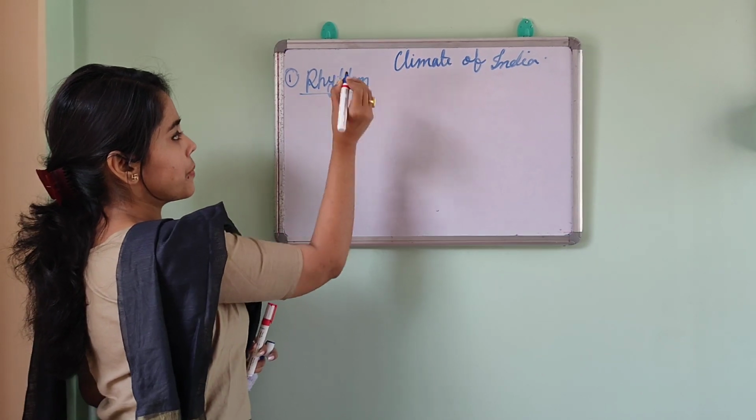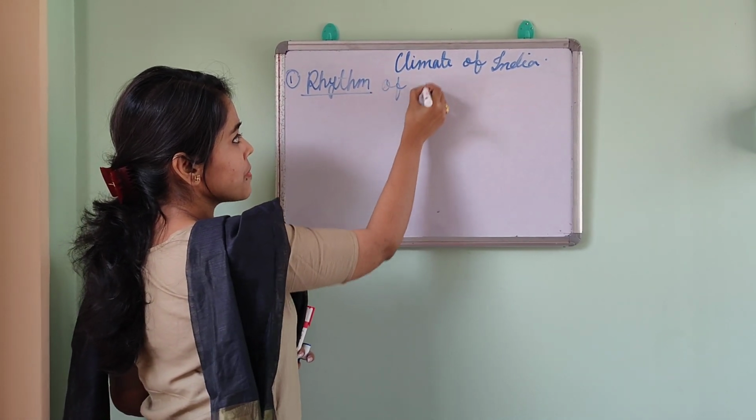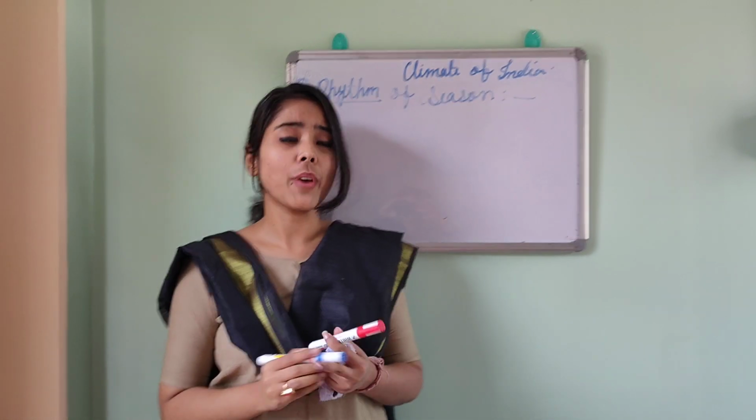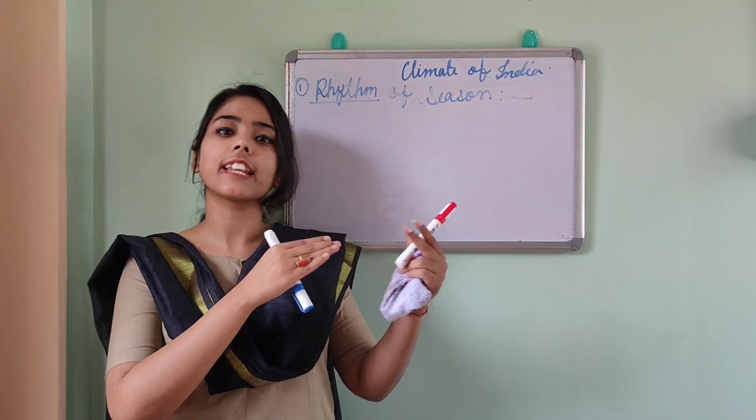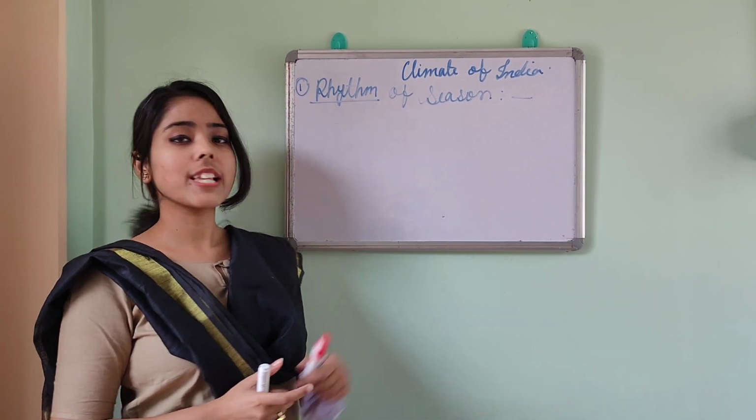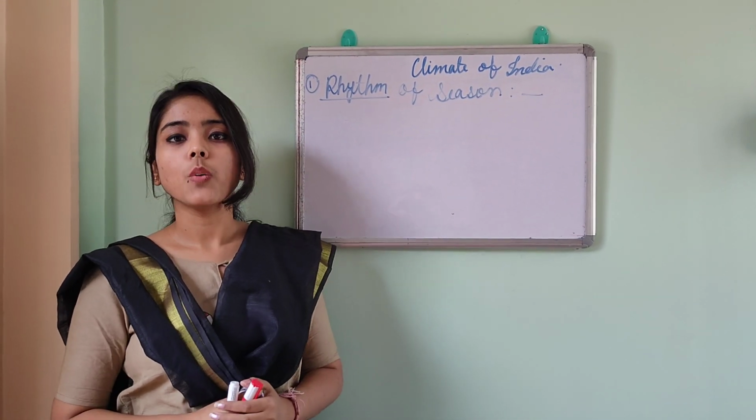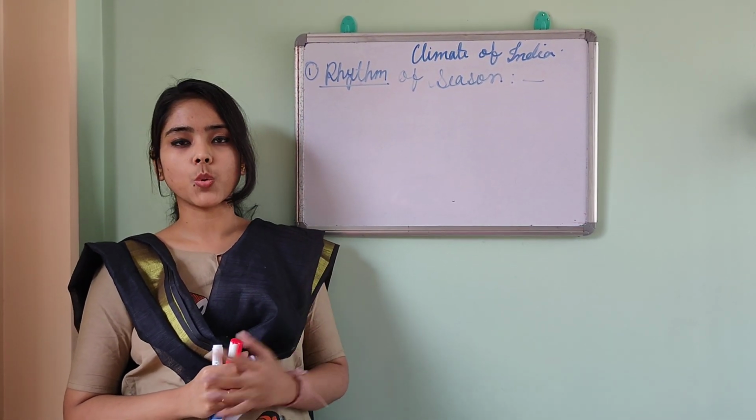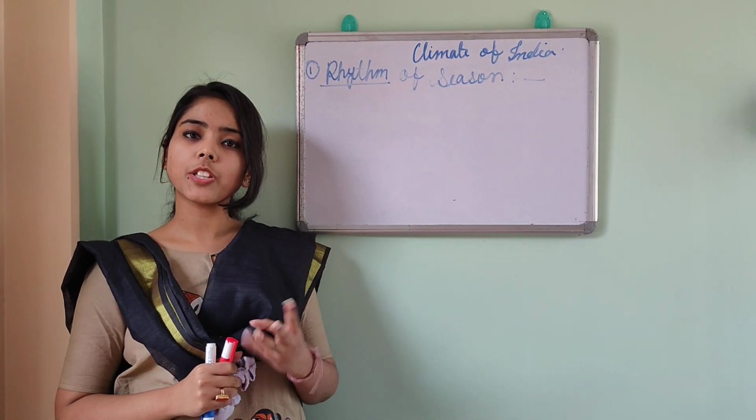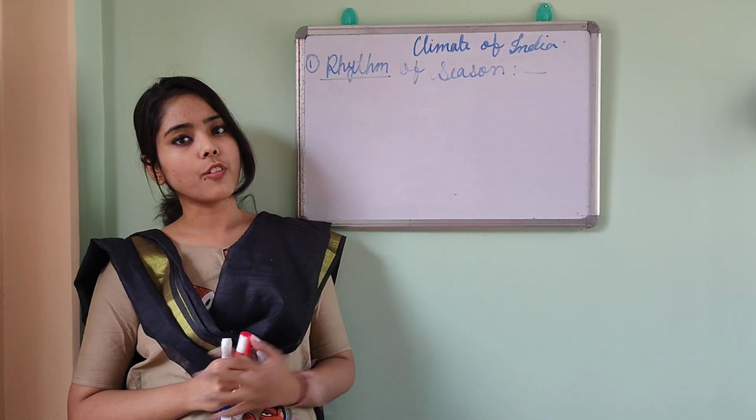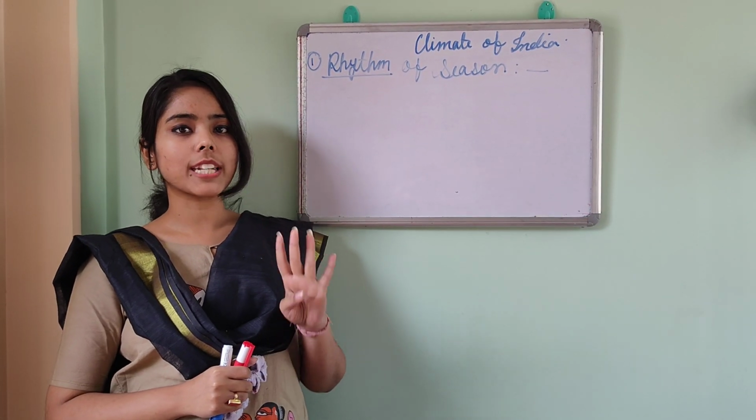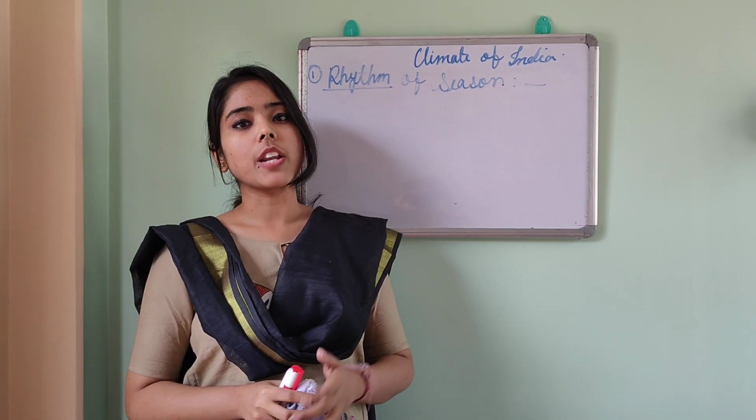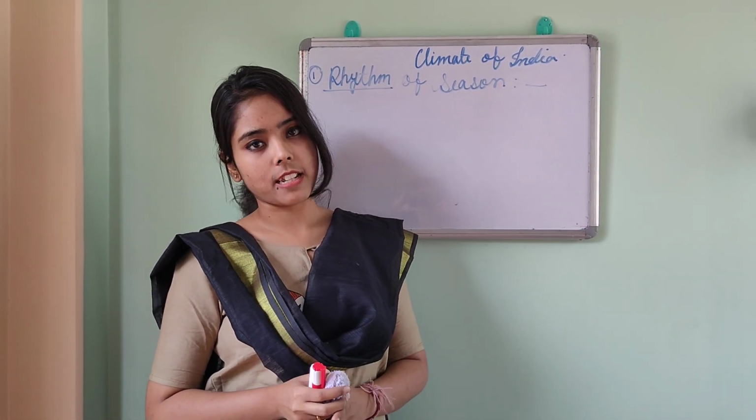Now, rhythm of seasons. Rhythm means basically a system. When the seasons change systematically and in a sequence, it is known as rhythm. In India, we experience 4 types of season. Number 1, summer. Number 2, rainy season or monsoon. Number 3, retreating monsoon. And number 4 is winter. So basically 4 types of seasons we experience in this continent. One by one we will discuss the seasons along with their characteristics.